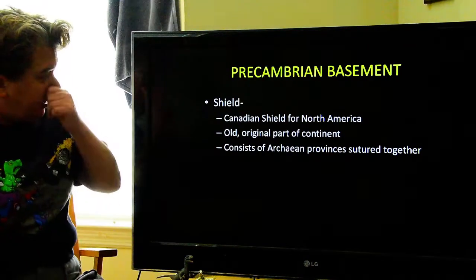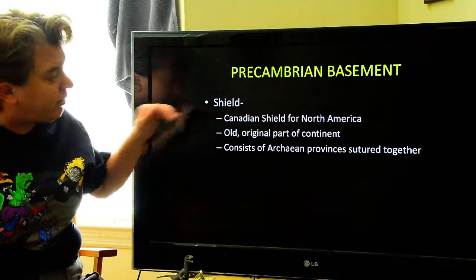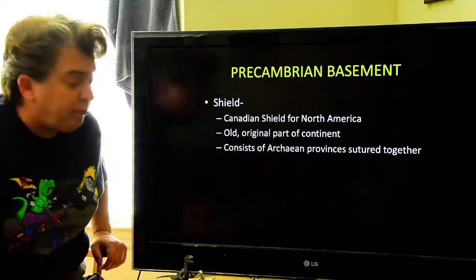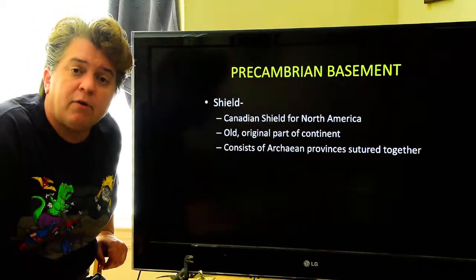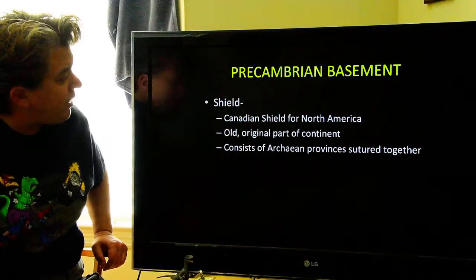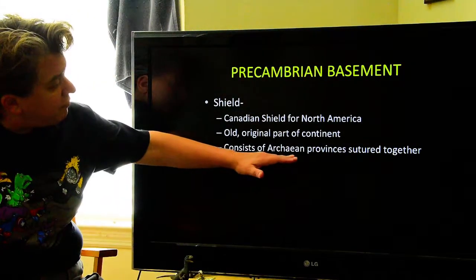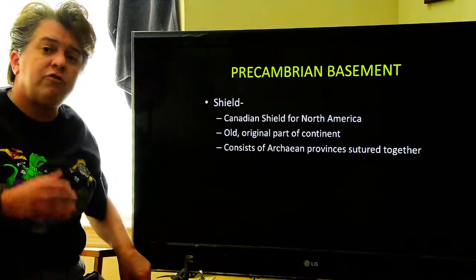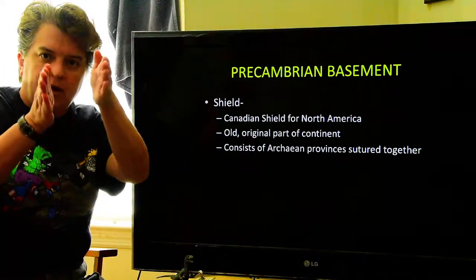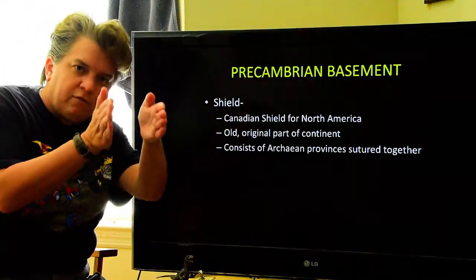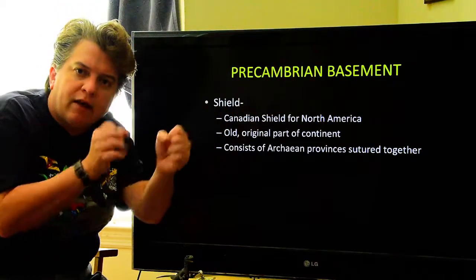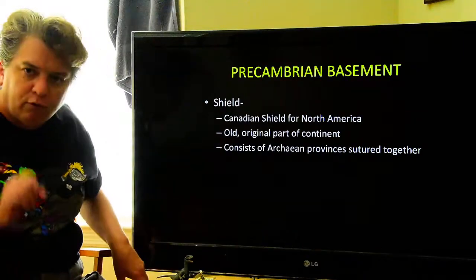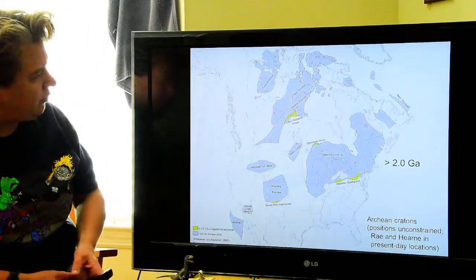All right, so in North America, the shield is called the Canadian Shield because most of it is exposed in Canada, although there are some places you can see it in the United States. And this is going to consist of those Archean provinces sutured together. So that's that granite gneiss complex, greenstone, granite gneiss, greenstone, where they all got smushed together on that subduction zone and slowly grew this early continent.